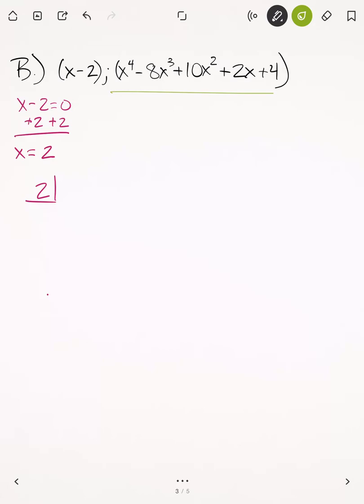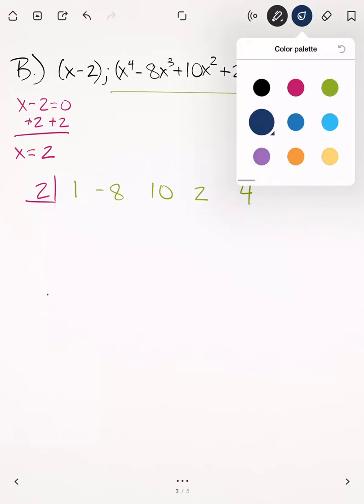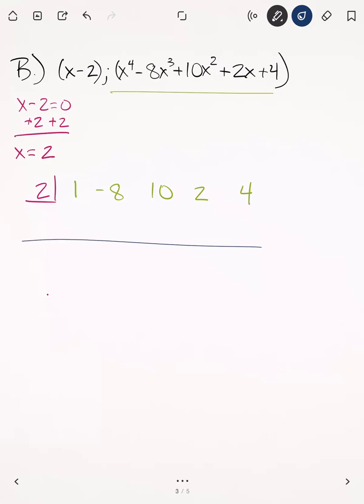So again, we're going to take our coefficients. So we have 1, negative 8, positive 10, positive 2, and 4. I leave a little bit of space, and I'm going to draw my lines. Again, if it's above the line, I add. If it's below, I multiply. I drop down my first term, and I start the zigzag pattern. So 2 times 1 is 2. I get a negative 6 when I add negative 8 plus 2. Then I multiply. 2 times negative 6, I get a negative 12. I add 10 plus negative 12, I get a negative 2.